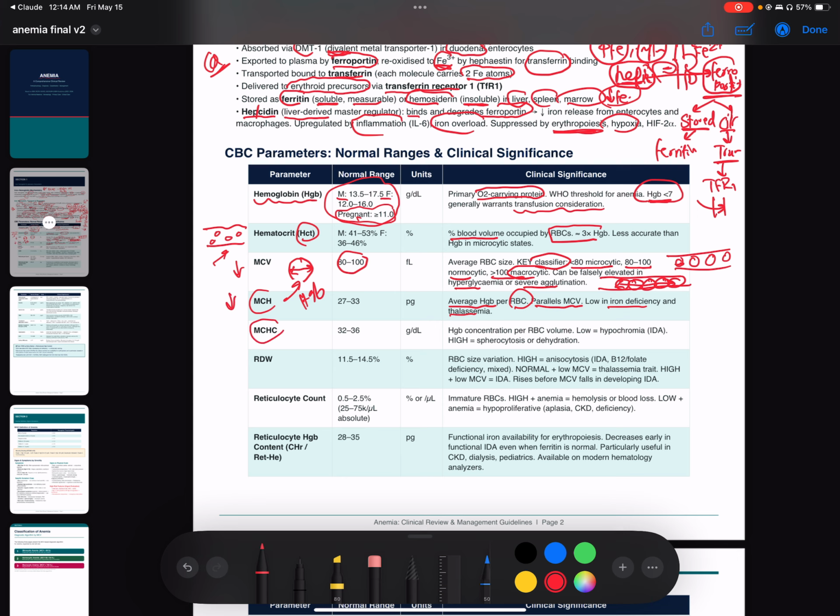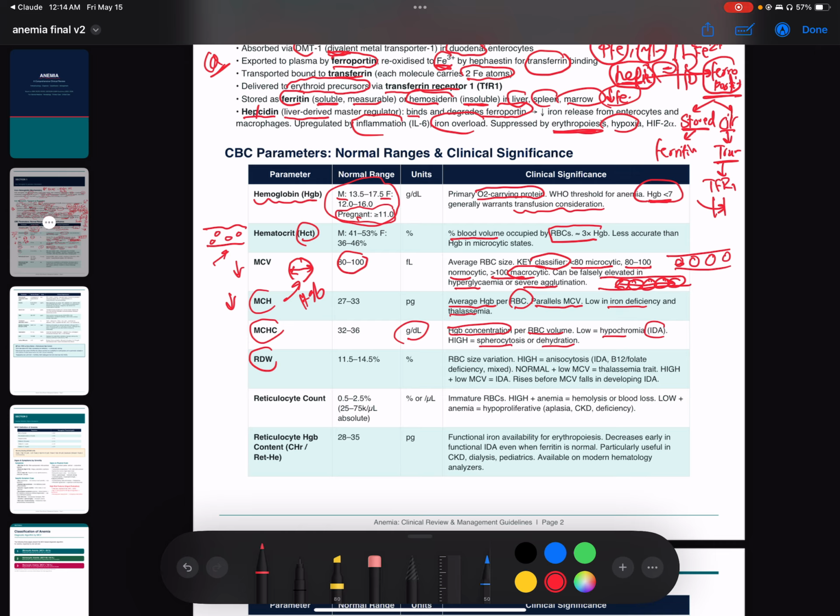Versus the MCHC, which is concentration, so it will be gram per deciliter. So it's actually how much hemoglobin concentration is in the RBC volume. And it will be low, we call it hypochromia, in iron deficiency anemia, and it will be high in spherocytosis or dehydration.